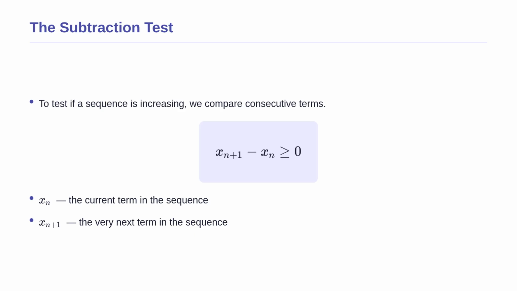We take the next term and subtract the current term. If this difference is always positive or zero, it proves that the sequence is never dropping in value. If the variable representing the difference increases, it means the sequence is growing faster. This subtraction method is one of the most common ways to test a sequence on an exam.